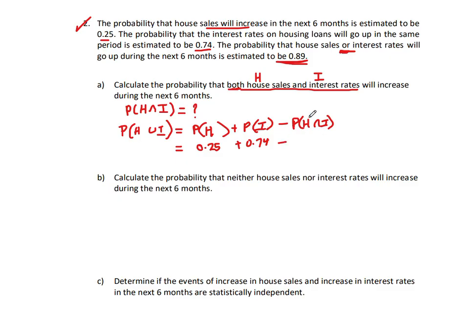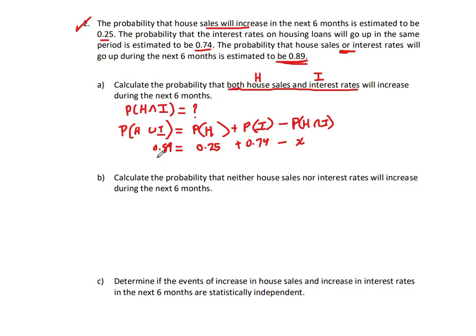And we're going to call H intersect I, which is what we're asked to calculate in this question, X, the unknown. However, keep in mind that we know the probability that house sales or interest rates will go up, which is 0.89. So we're just going to do some simple algebraic manipulation to find the value of X, which will give us the probability of H intersect I.